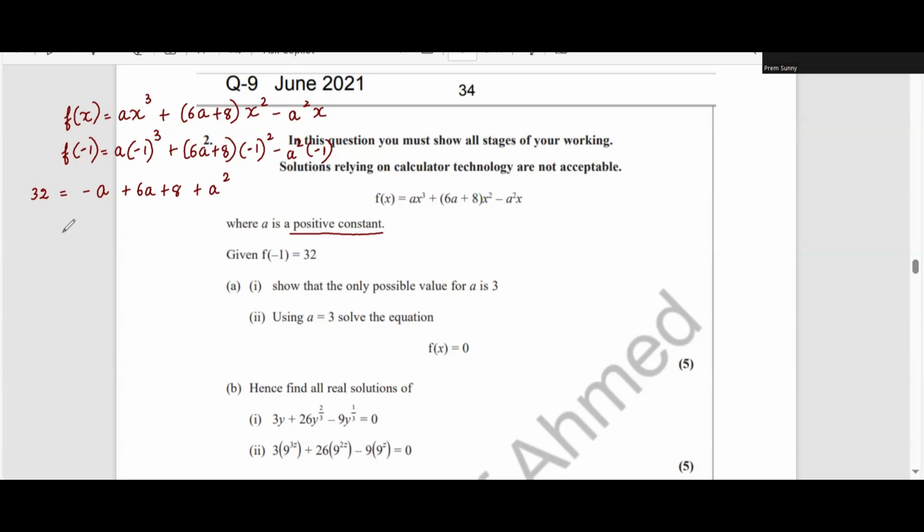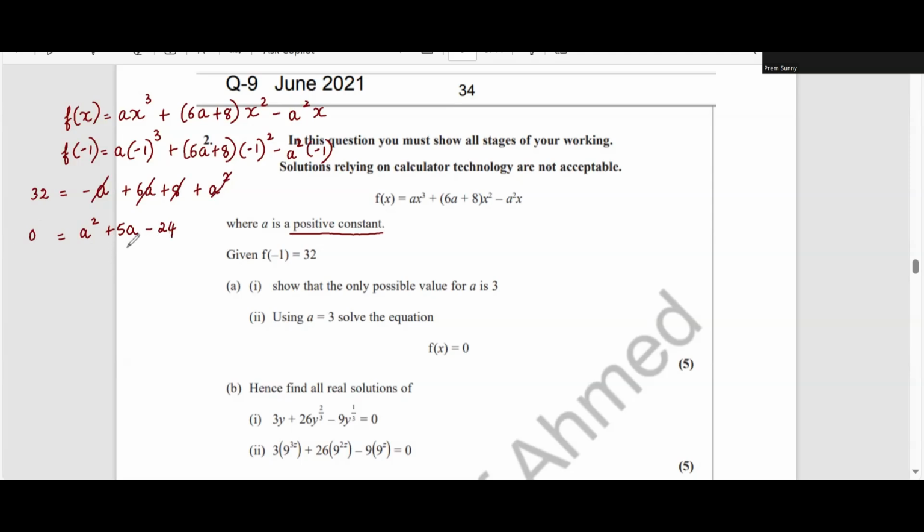Now, bring this 32 to the other side. Let's collect the like terms. a squared, 6a minus a is 5a, and 8 minus 32, because positive 32 goes to the other side and becomes minus 32. So 8 minus 32 is minus 24, equal to 0.